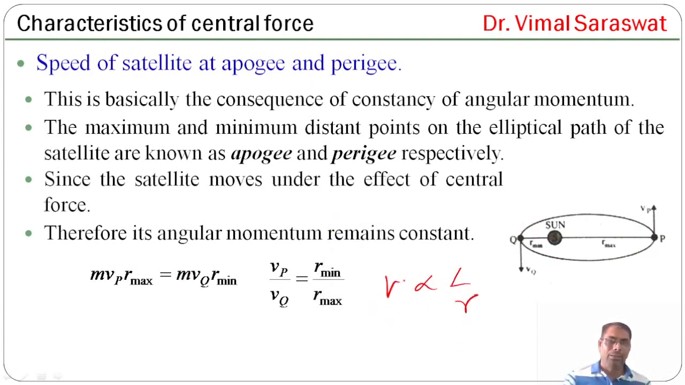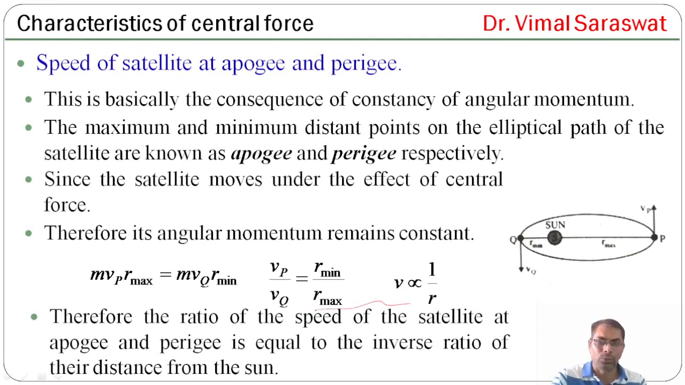It means the velocity of the particle will be maximum when R is minimum, or when the particle is very close to the Sun, and the speed of the satellite will be minimum when it is at the largest distance from the Sun, or at the farthest position from the Sun. So V is inversely proportional to R. Therefore, the ratio of the speed of the satellite at apogee and perigee is equal to the inverse ratio of their distances from the Sun.